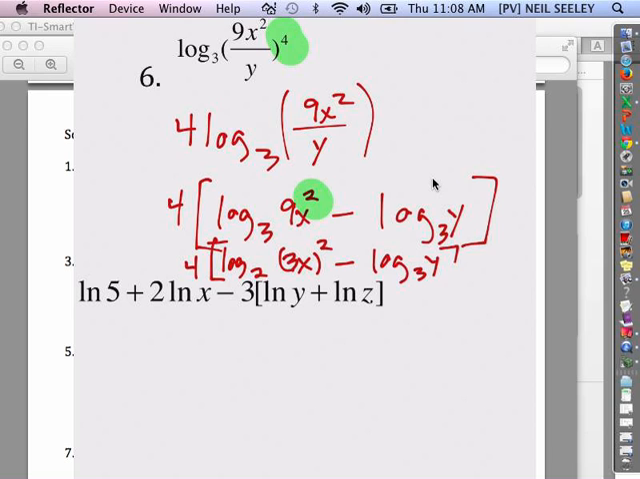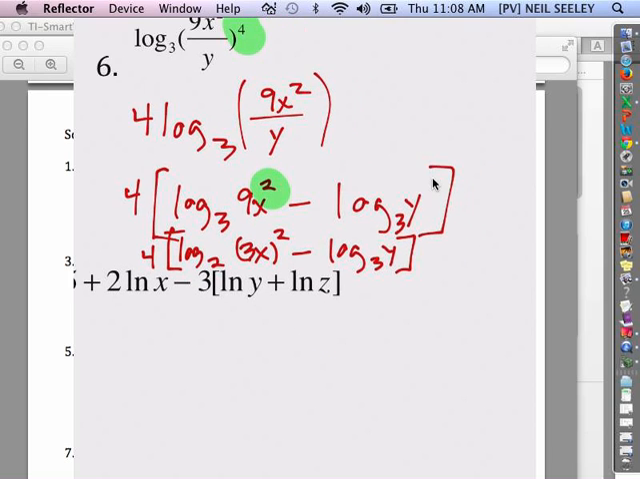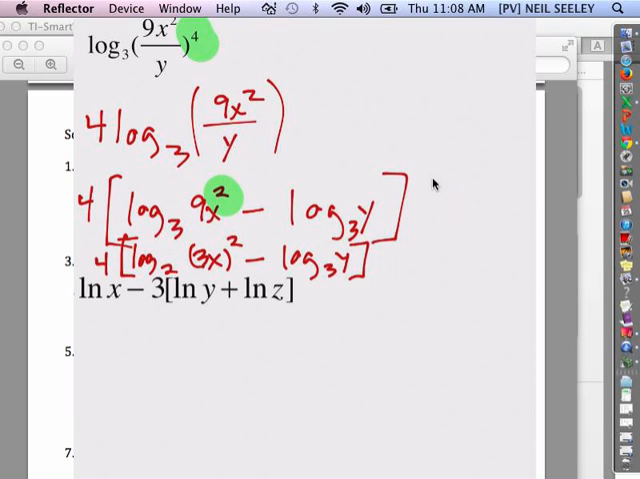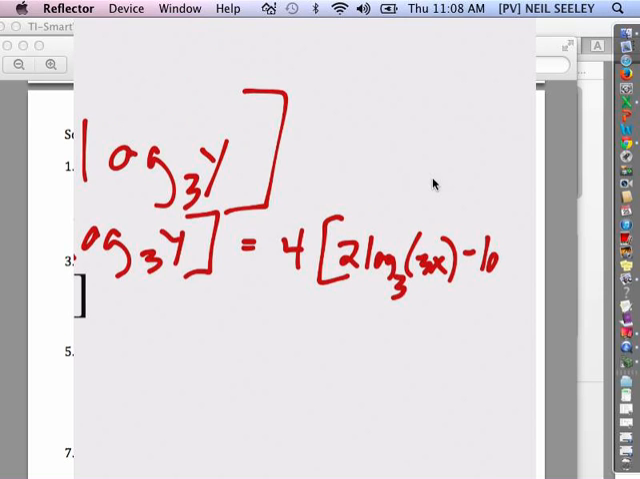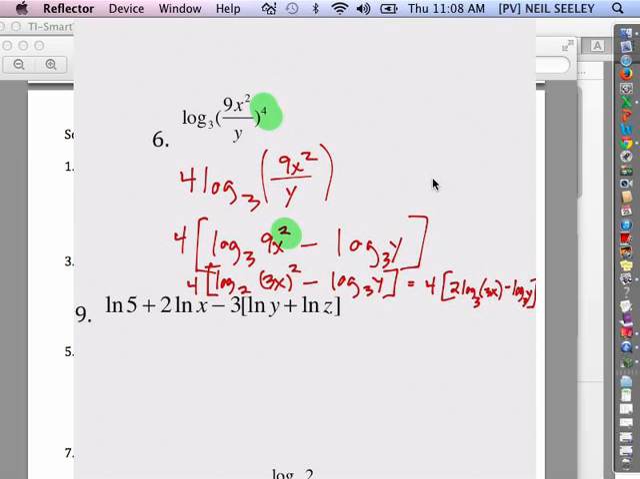All right, does that mean you have to go? Darn it. All right, let me finish this one off and call it good. I'm going to put my 2 out front, 2 log base 3 of 3x, minus log base 3 of y. Okay, that one is not the only route to solving this one. We'll pick up there mañana.